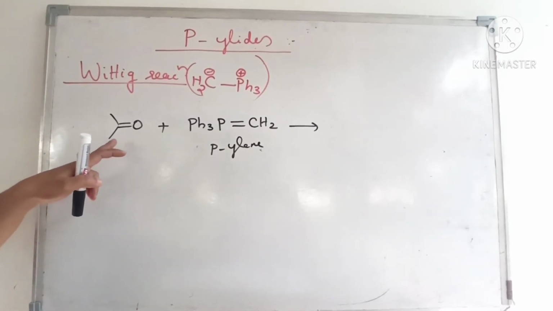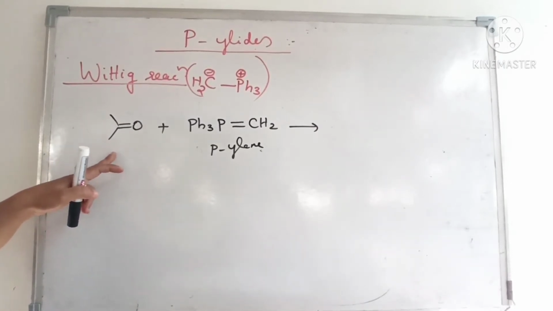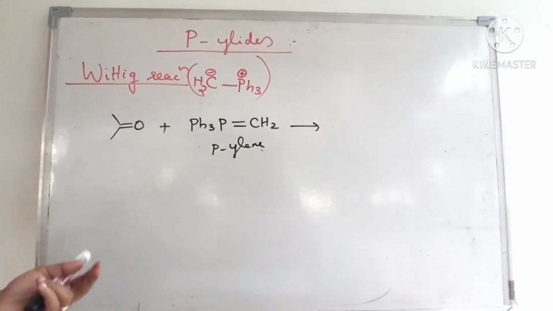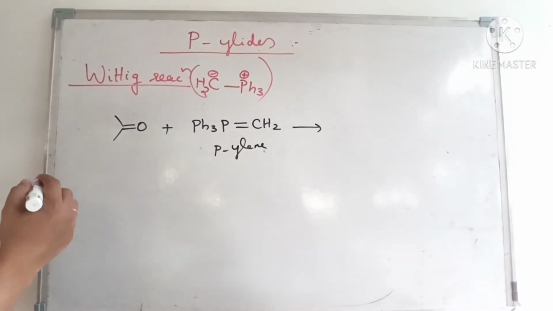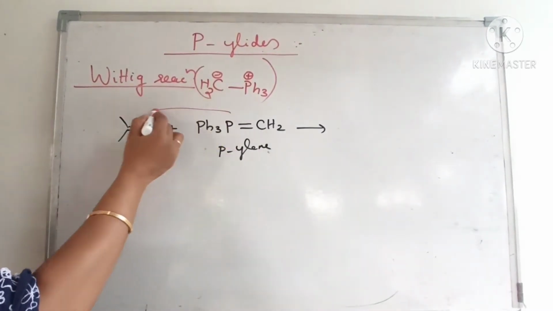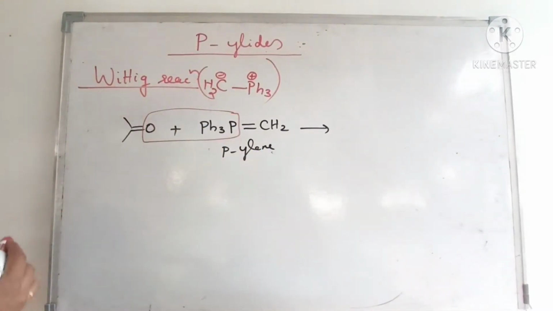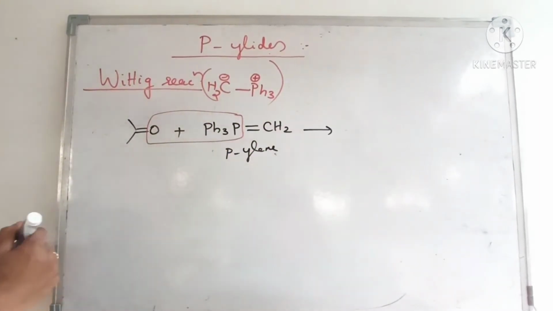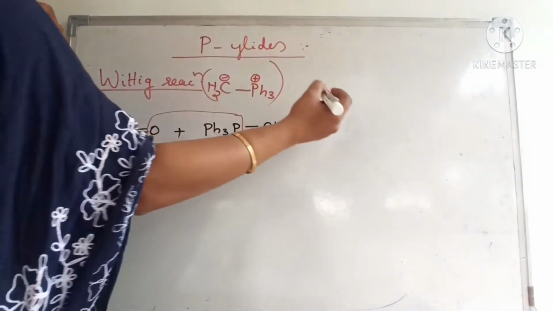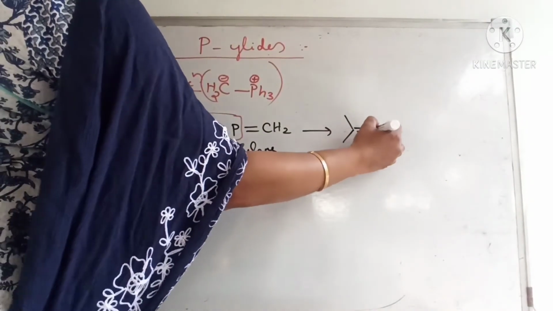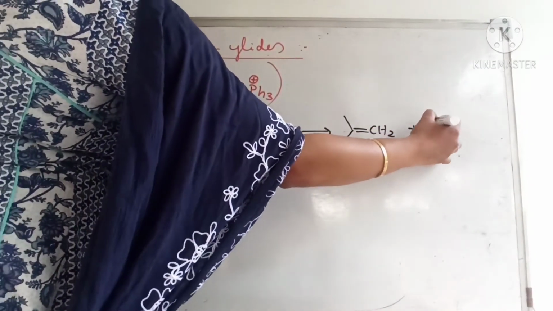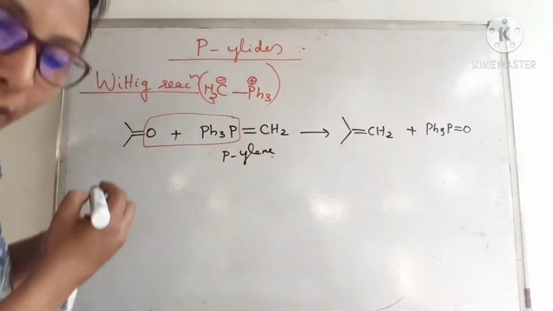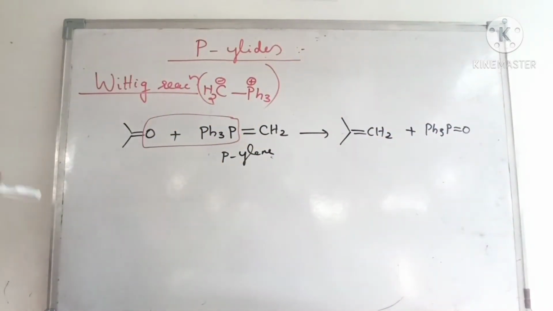In the Wittig reaction, aldehydes or ketones react with the phosphorus ylide. It could be in either ylene form or ylide form, and what will happen is that this will be eliminated. Then the remaining portion will couple, C double bond CH2. So what would be the product? Here, C double bond CH2 plus CH3 P double bond O, like this. So this is what happens in the Wittig reaction.